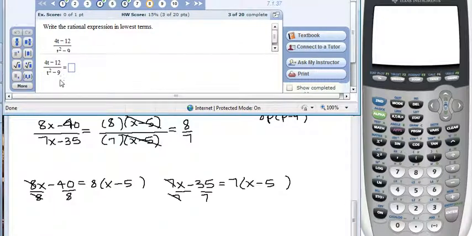Same thing here. You're going to want to factor, factor, factor. What kind of a factoring problem do you have on the top? Looks like a GCF to me. What about the bottom? Difference of squares. Break it apart into its component pieces and cancel what you can. Okay? I'm not going to do all of these.